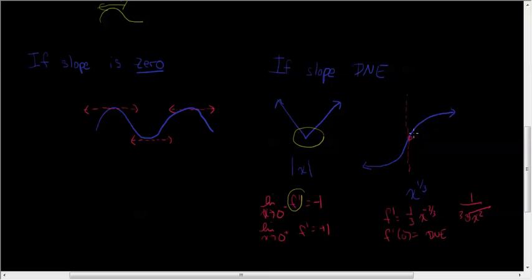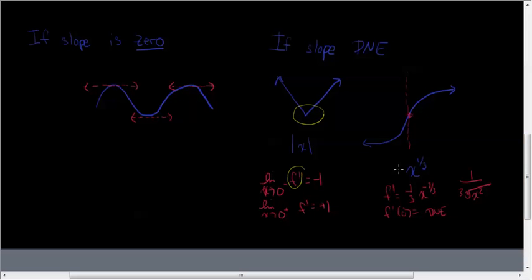Another possibility for the slope not existing, and this is hard to see, is when, for example, the function is x to the 1/3, the cube root of x. The derivative of that would be 1/3 x to the negative 2/3, which would be 1 over 3 times the cube root of x squared. Well, when x equals 0, the derivative does not exist. So in this case, right here, it comes up here, makes a vertical asymptote, and goes on. All right, so those are the two possibilities.